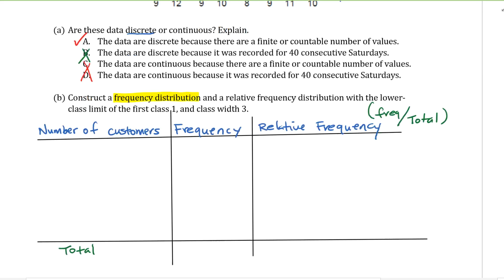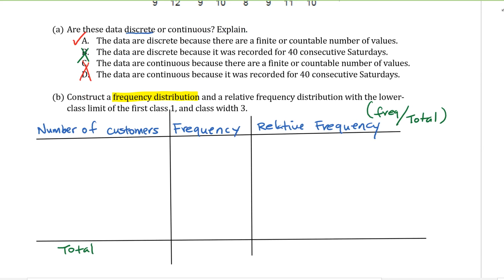Now, the direction given to me says the distribution with lower class limit of the first class is 1, meaning that the first class is going to begin at 1. All right, and with the class width of 3, meaning that again, class width is the difference between lower class limits for consecutive classes. So to get to the next class, I can use the width of 3 added to 1. So 1 plus 3 is going to give me 4. So the next class begins at 4, right?